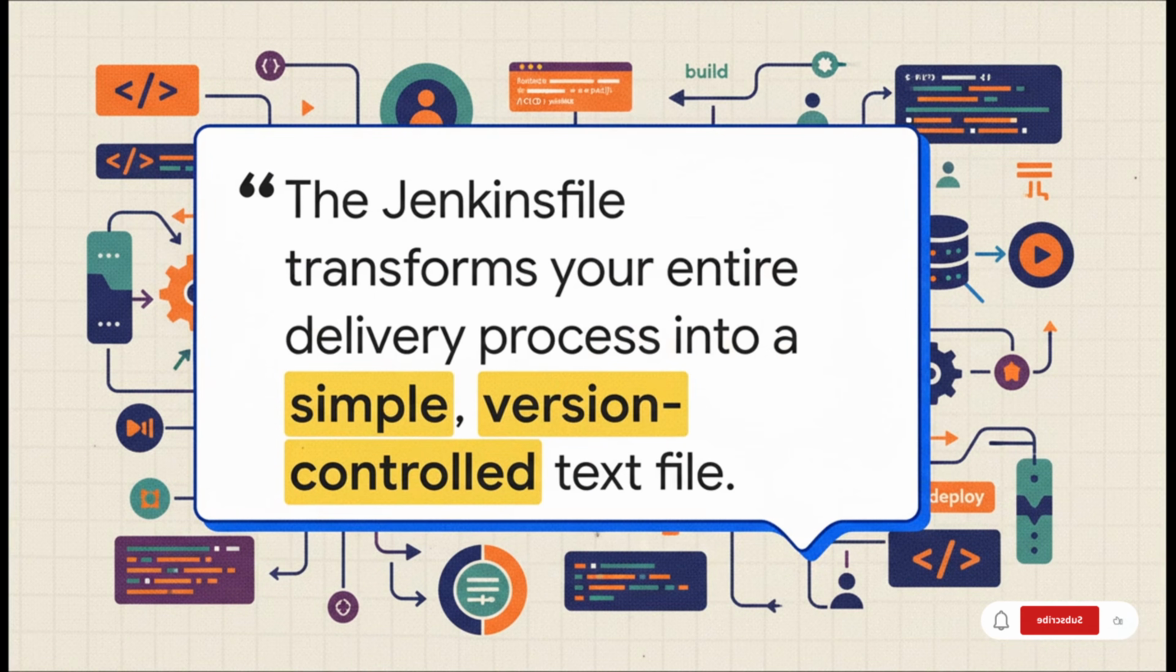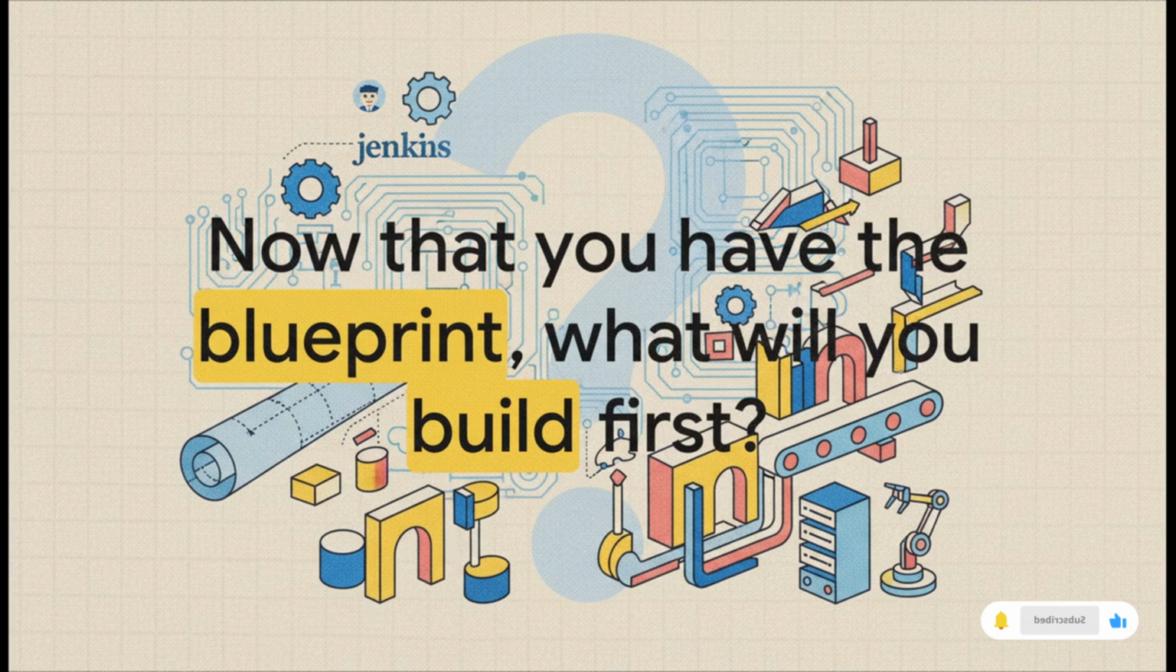So when you really step back and look at it, the value here is just immense. The Jenkinsfile isn't just another configuration file. It literally transforms your entire complex delivery process into code that can be reviewed, versioned, and improved just like the rest of your application. This simple text file turns what used to be a messy manual process into a clean, automated, and totally repeatable blueprint. So now that you know how to read the plans, the only real question left is, what are you going to build first?